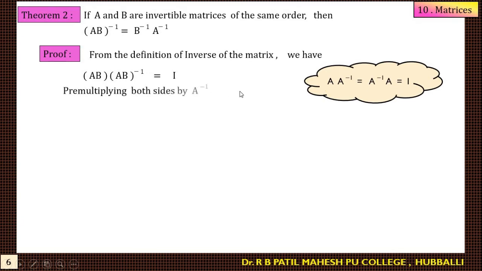Now pre-multiplying both sides by A inverse. Now we have a matrix equation. Remember students, whenever we adjust any term in this matrix equation, either we have to pre-multiply the terms, that is, on the left side and the right side, or otherwise we have to post-multiply. We cannot adjust the equation as we wish.